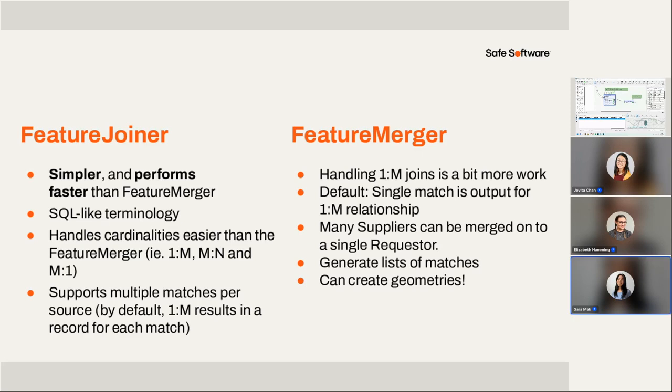So just to summarize feature joiners versus feature mergers, the feature joiner supports multiple matches per record by default, and the feature joiner is often the simpler and faster transformer to use, not to mention probably the easiest one to work with. So for that reason, we often recommend starting with this transformer if you're looking to do a join. The feature merger, on the other hand, can merge multiple suppliers to a single requester by creating a list of matches.